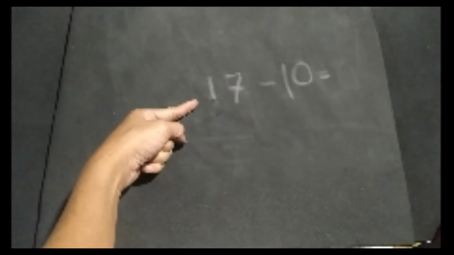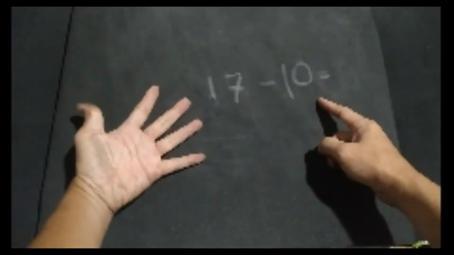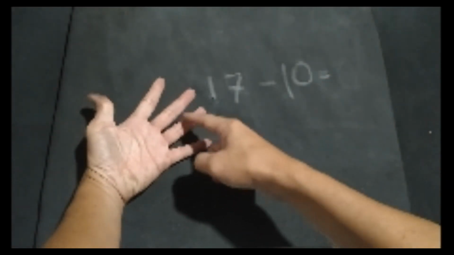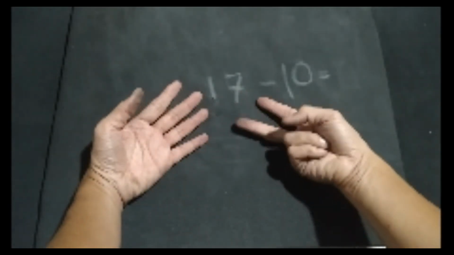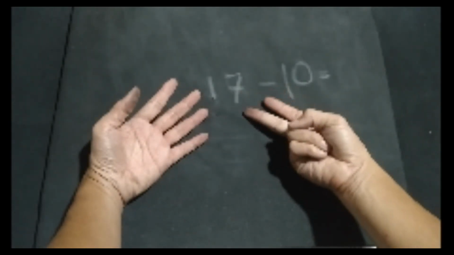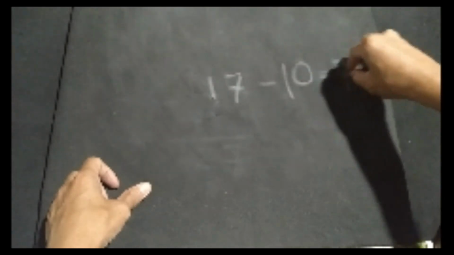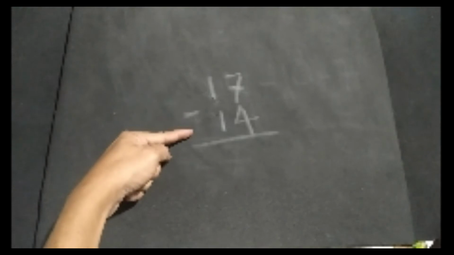We have 17 minus 10. We start counting 10, 11, 12, 13, 14, 15, 16, 17. We stop at 17. And we have 7 fingers. The answer is 7. We have 17 minus 14.